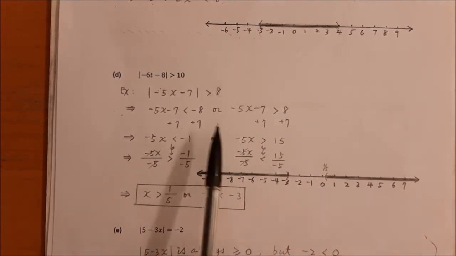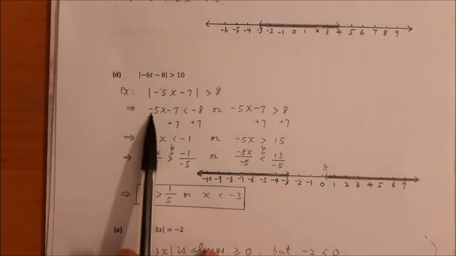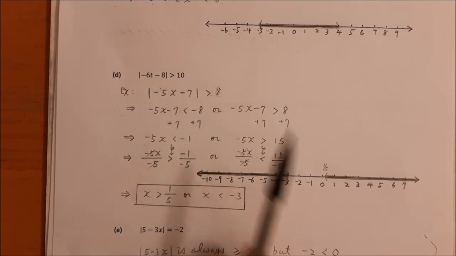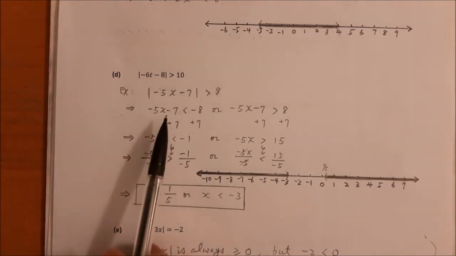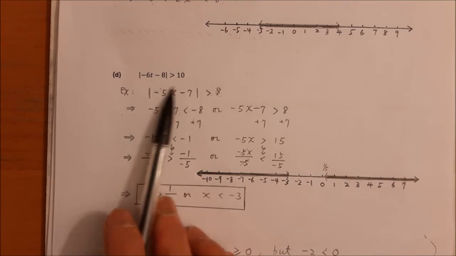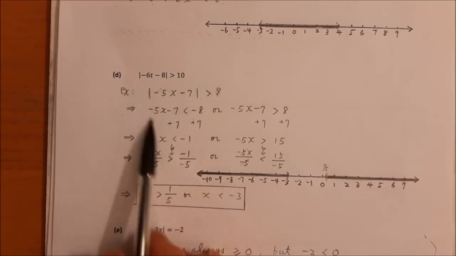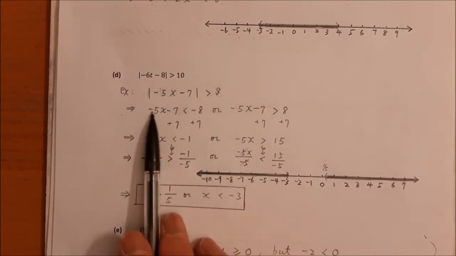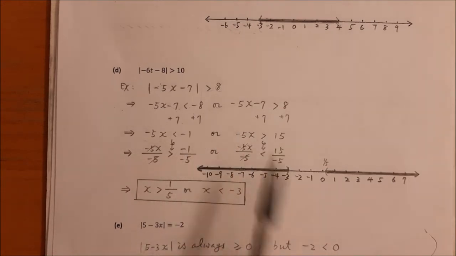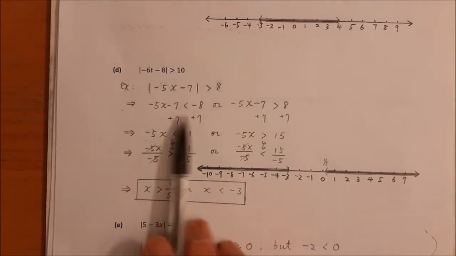And the other side has to be negative 5x minus 7 less than negative 8. Because any number less than negative 8, like negative 9 or negative 10, if you take the absolute value, becomes greater than 8. So for this inequality, you separate into two parts, use or, union, and solve the two inequalities.